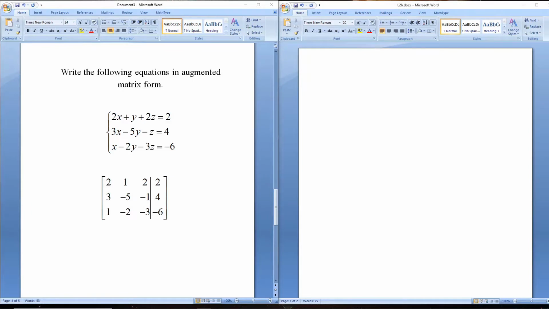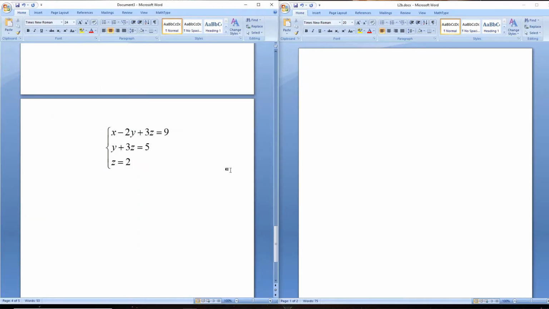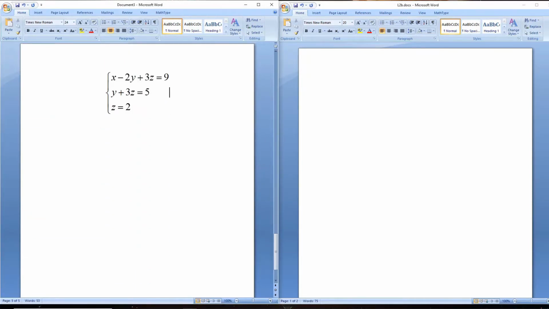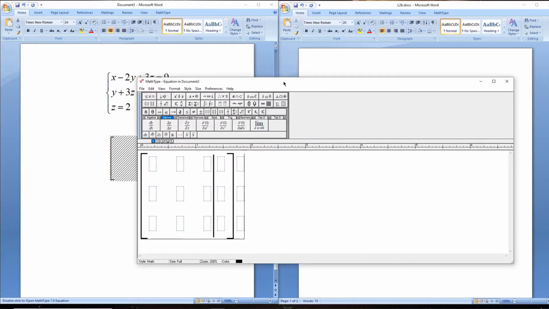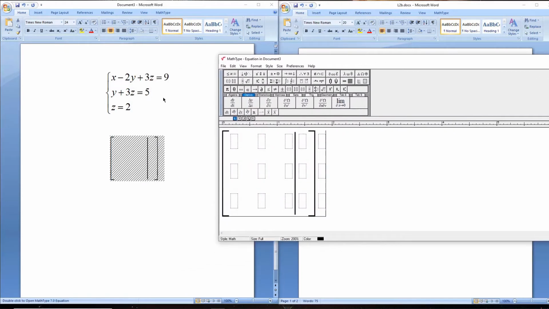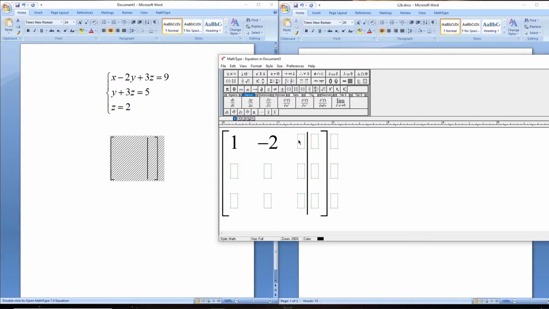So let's try another example. So here's another set of equations. And we want to write this into matrix form. We're just going to look at the coefficients. So the first equation, we have a 1, -2, 3, and a 9. So we'll just insert that into our matrix. 1, -2, 3, and a 9.